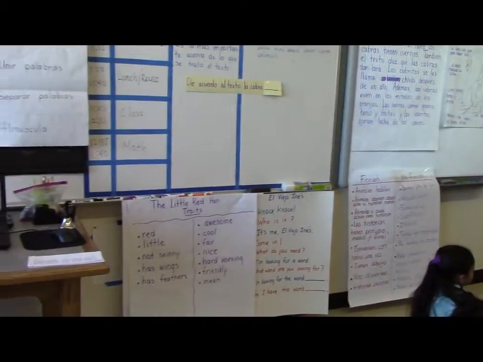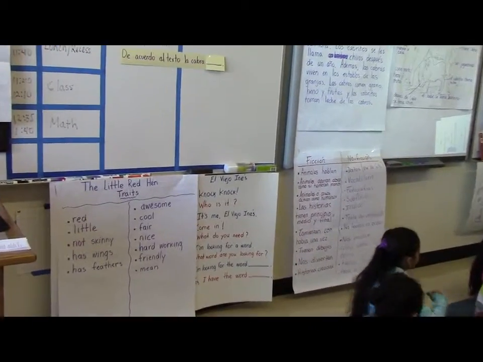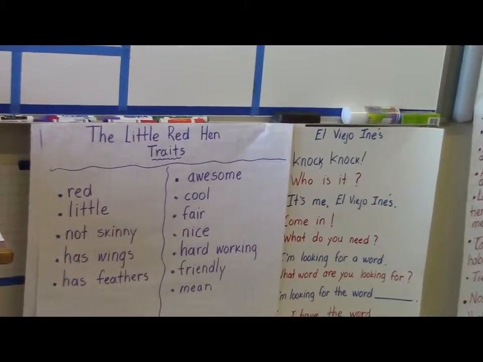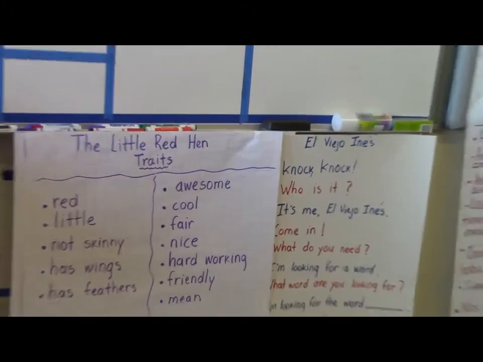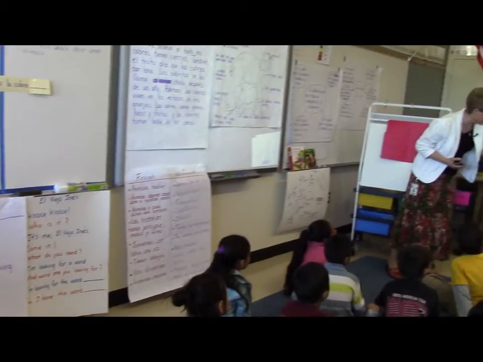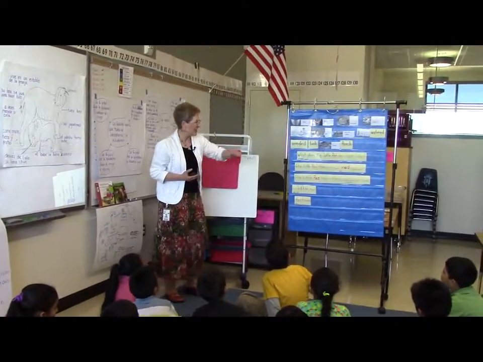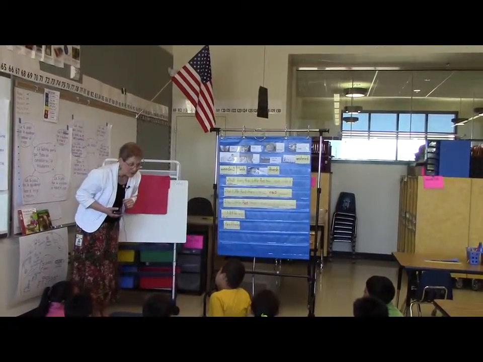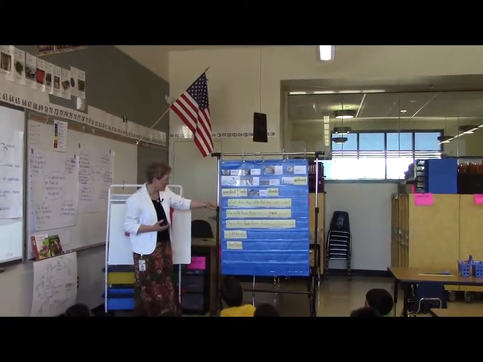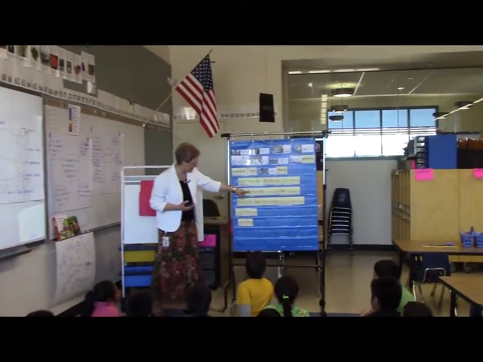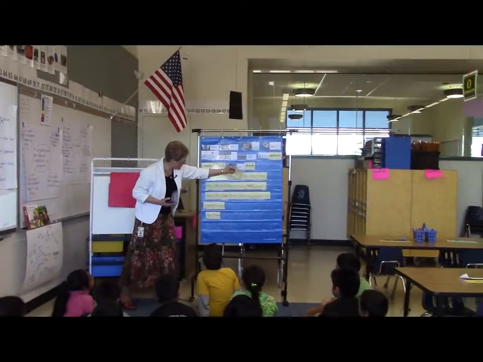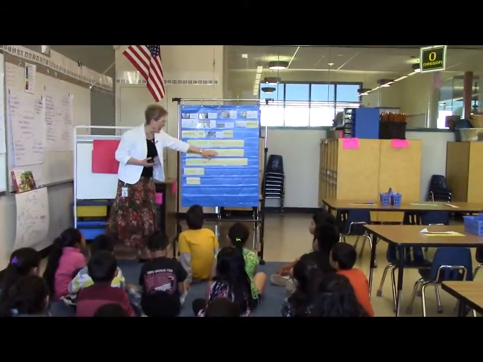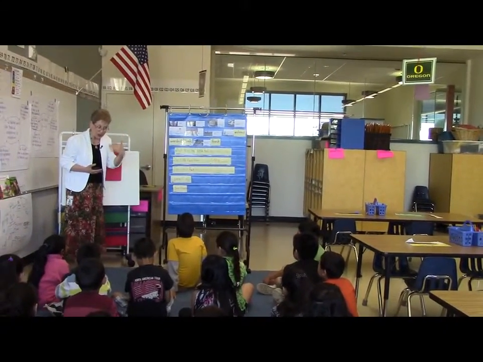So, who could tell me what the Little Red Hen looks like? We could say the Little Red Hen is red. Oh, that's very obvious, isn't it? So we could put that one up there. Thank you. And what's another way that we could answer that? Little. So we're going to use a complete sentence. So how are you going to say that? The Little Red Hen is little. Let's everybody say that. The Little Red Hen is little. Yes, and those are called adjectives when we're describing what she looks like.